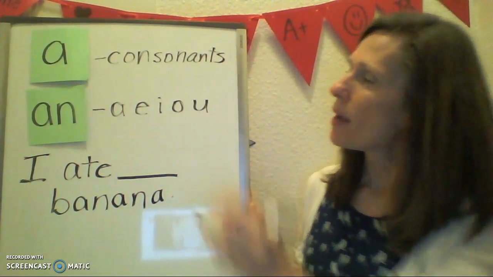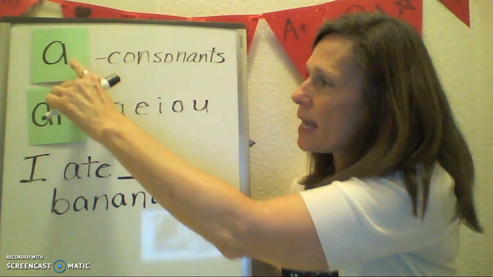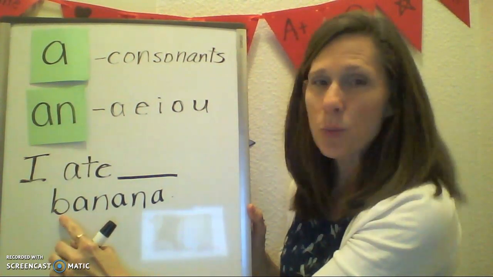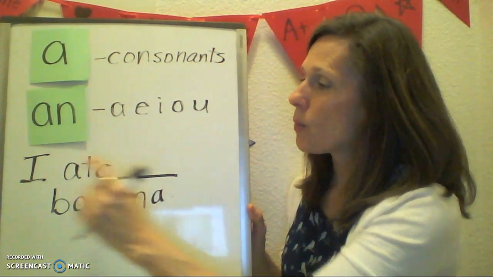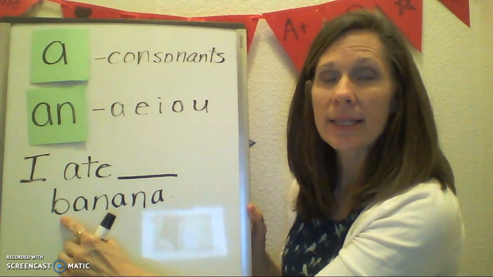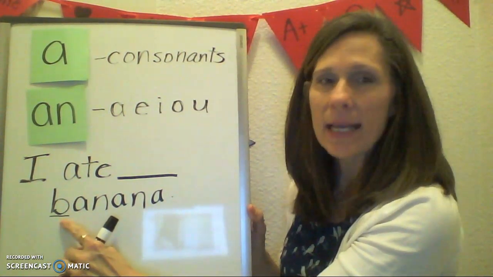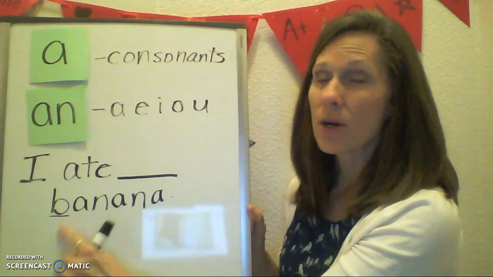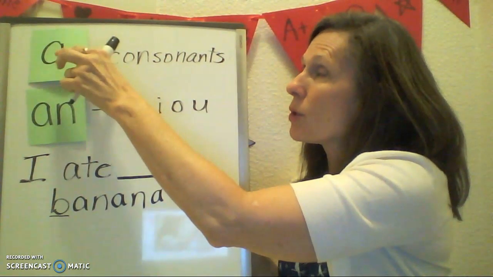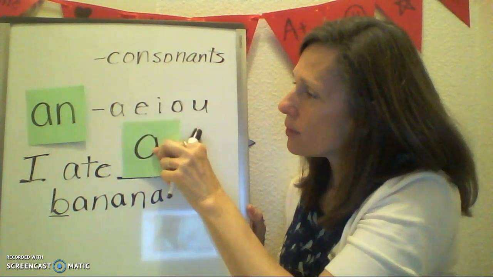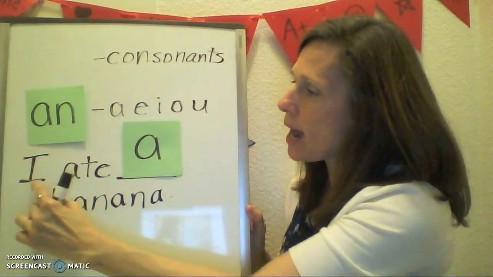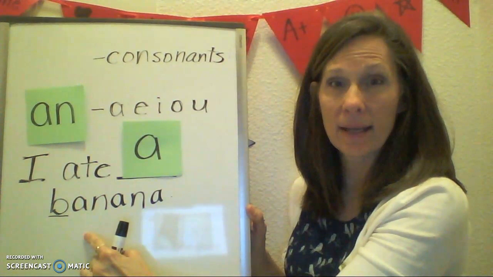Okay, so depending on whether I'm going to use a or an depends on my next word that comes after where a or an would go. And I'm going to look at that first letter. So I see the first letter in banana is a consonant. So that tells me I'm going to be putting the word a here. Okay, so now my sentence reads, I ate a banana.